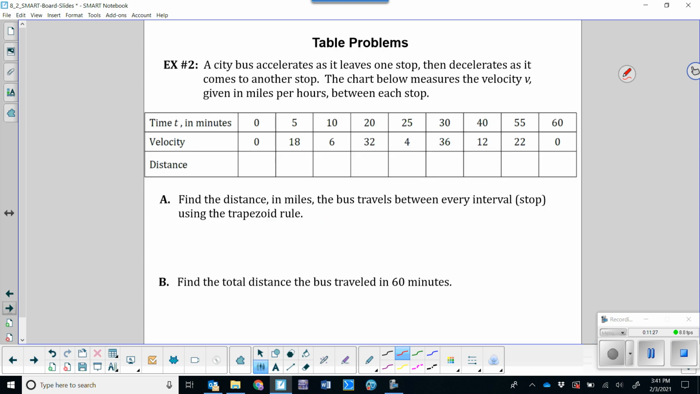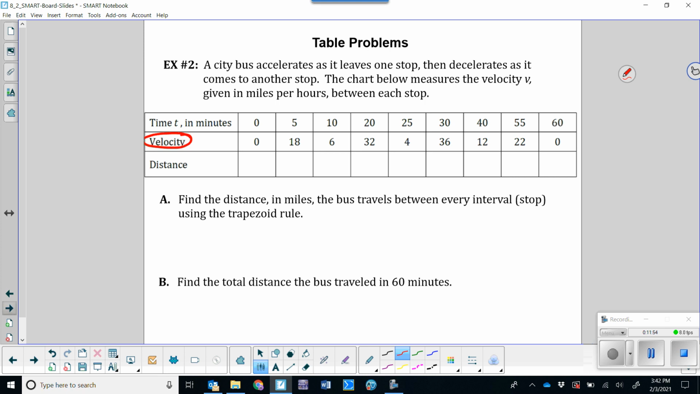All right, so now let's talk about a table problem where we could ask questions that would need us to use the table and to find some different things about distances and so on. So we have, again, a table that has velocity and time. And question A says, find the distance in miles the bus travels between every interval using the trapezoid rule.